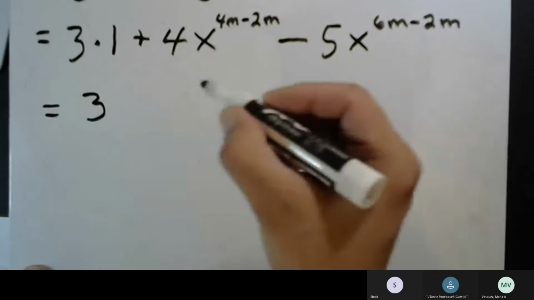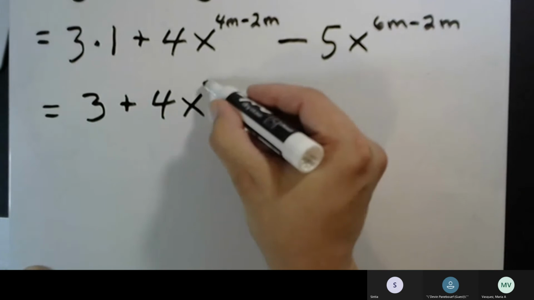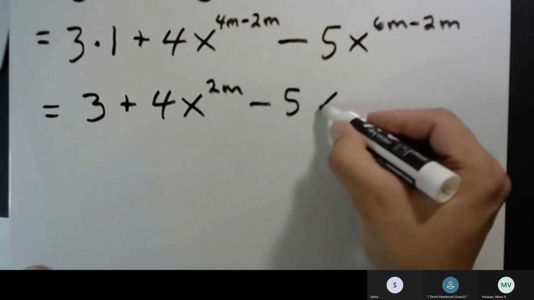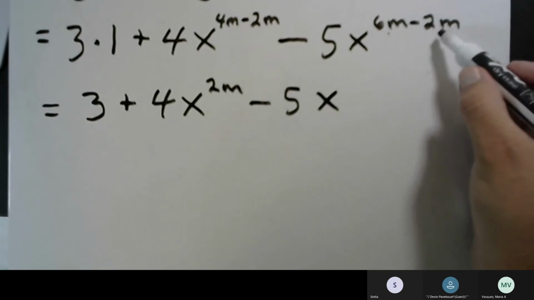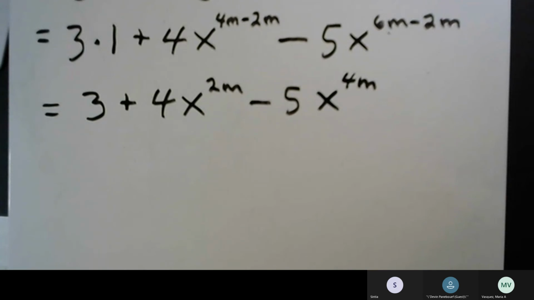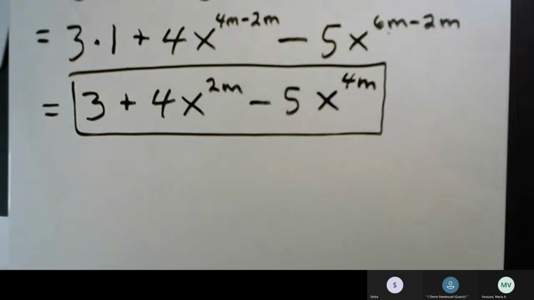And so now we get 3 plus 4x to the 2m minus 5x, and then 6m minus 2m is 4m. And that's going to be our answer. Questions about that?